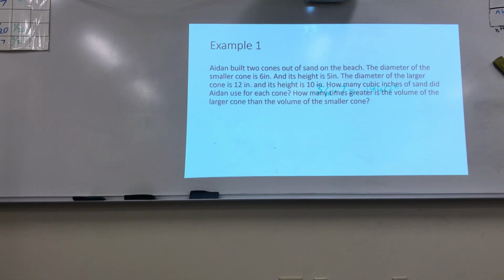Alright, Aiden built 2 cones out of sand on the beach. The diameter of the smaller cone is 6 inches and the height is 5 inches. The diameter of the large cone is 12 inches and the height is 10 inches. How many cubic inches of sand did Aiden use for each cone? How many times greater is the volume of the larger cone than the volume of the smaller one?